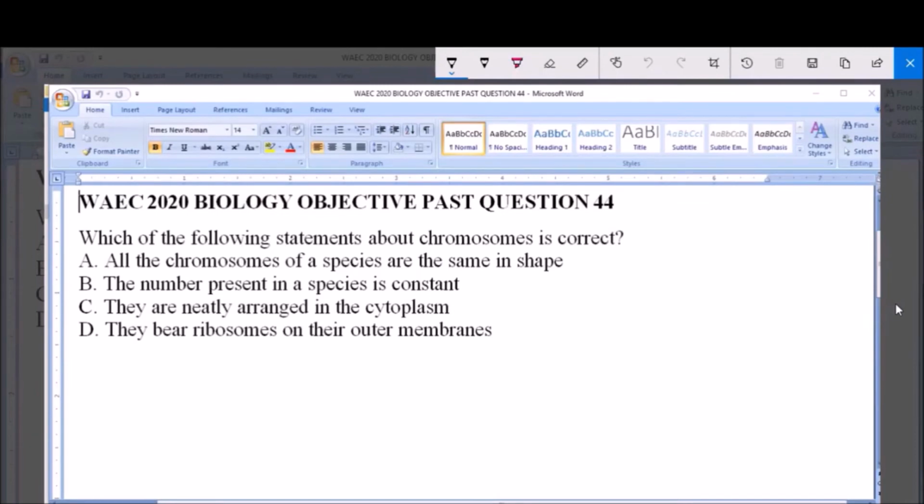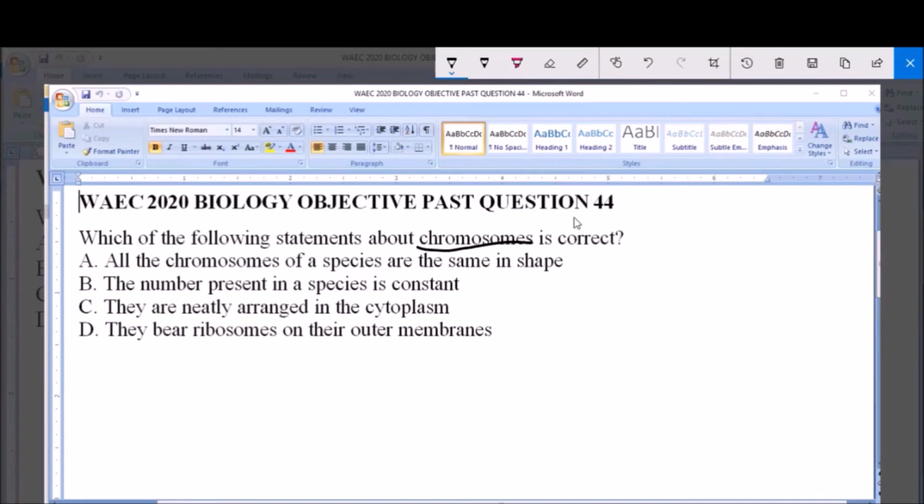Which of the following statements about chromosomes is correct? A. All the chromosomes of a species are the same in shape. B. The number present in a species is constant. C. They are neatly arranged in the cytoplasm. D. They bear ribosomes on their outer membranes. So the conversation here is about chromosomes. What are chromosomes in the first place?